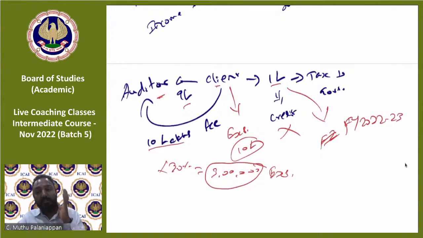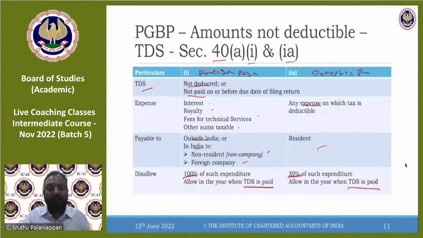Now in this expenditure, what the law says is, if you have not deducted TDS, or if you have deducted and not paid it, and it is related to a domestic payment, whatever expense it is, disallow 30%. Do not allow 30% of that expenditure. Subsequently, when the TDS is paid for that, you are free to claim that 30% back as an expenditure. If it's a case of foreign payments relating to interest, royalty, fees for technical services, or other sums taxable, all this falls under section 195.